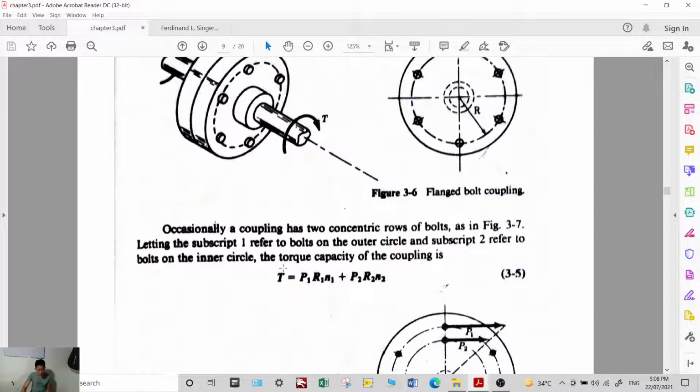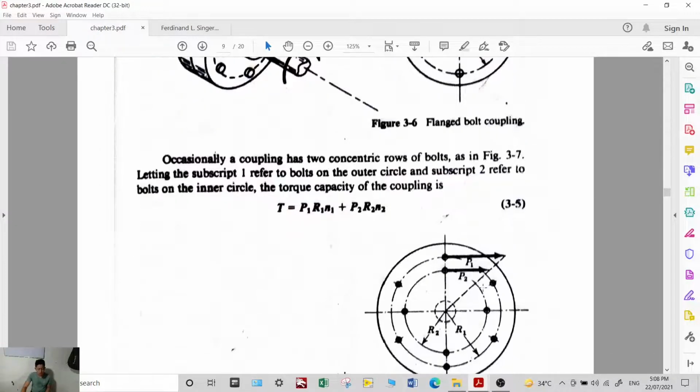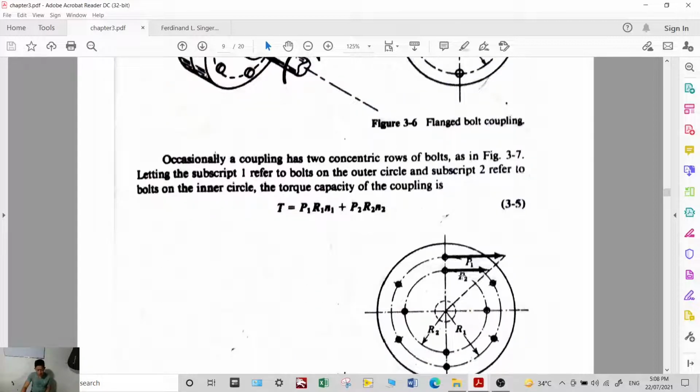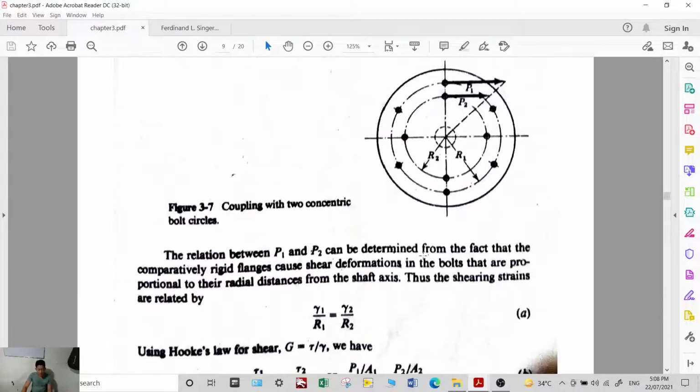And then kanang torque capacity, if you have double row, okay, so i-add ra po na nimo tanan. The force in, ang tawag niya is bolt circle. The force in the first bolt circle, P1 R1 N1 tas P2 R2 N2. Okay? So mura na siyang i-add.